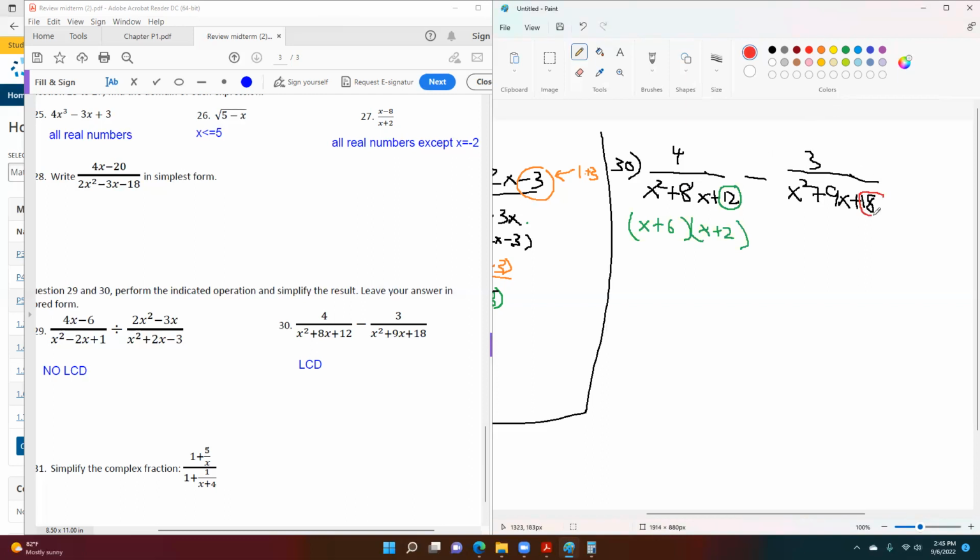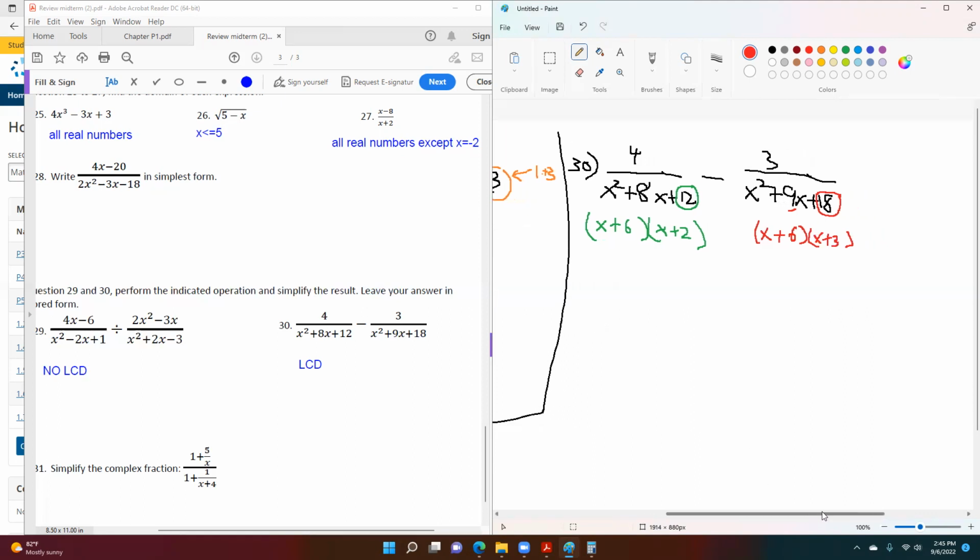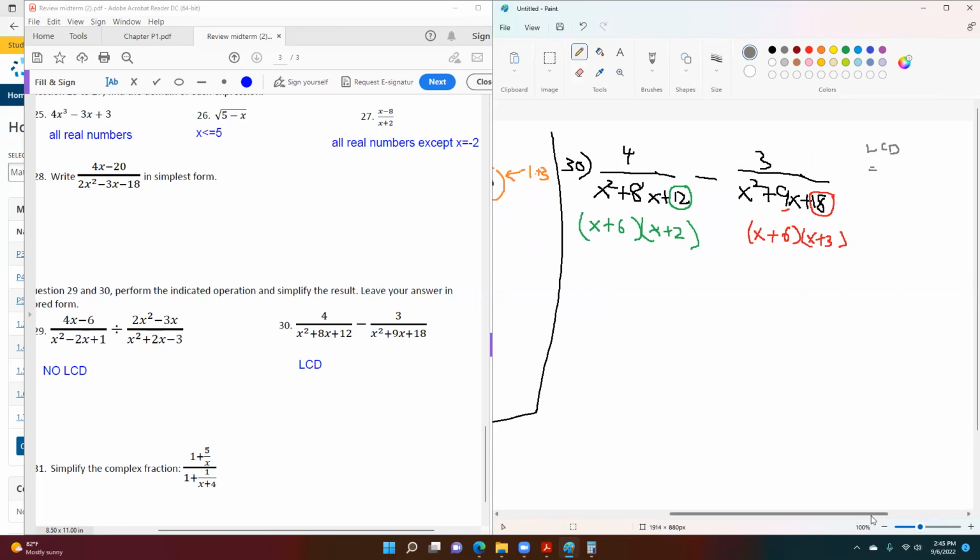All right. This is also the same thing, 18. So can someone tell me what times what is 18? But when you add them, you get 9. 3 and 6. So it's x plus 6 and also x plus 3. Okay. This is called fast factoring, and make sure you guys know how to do this. Very important.